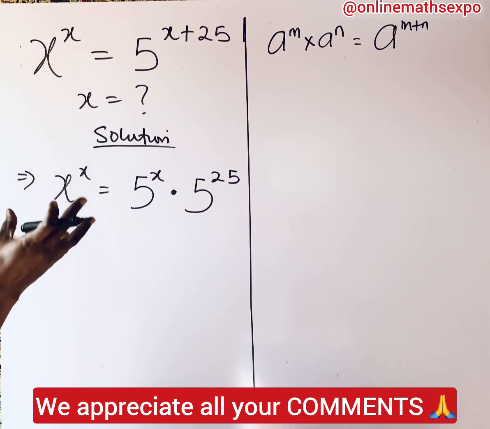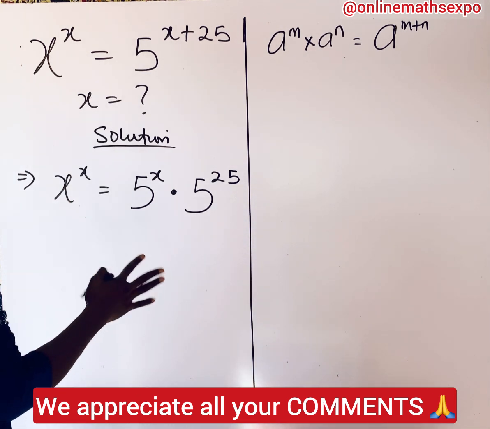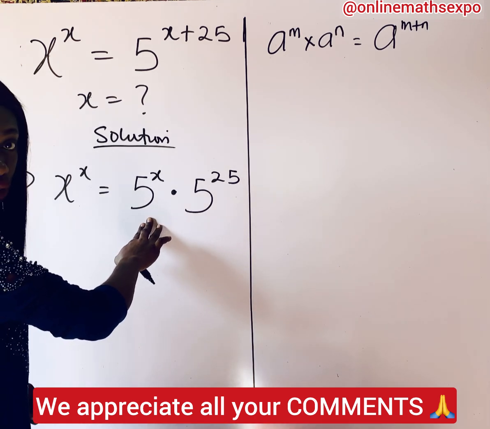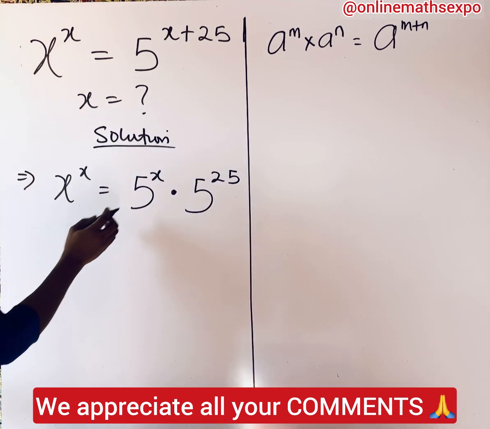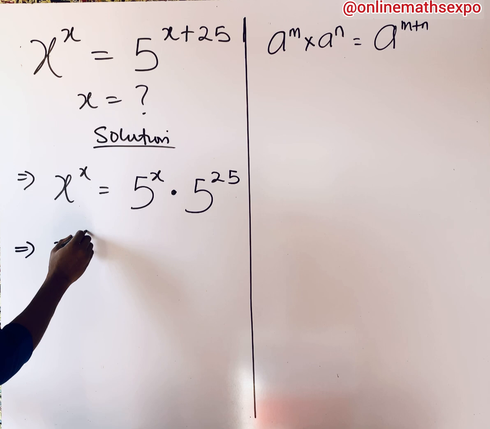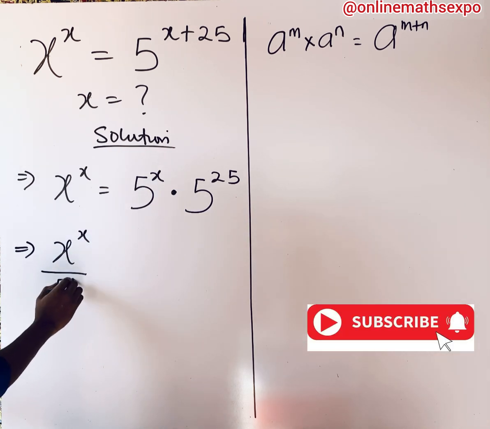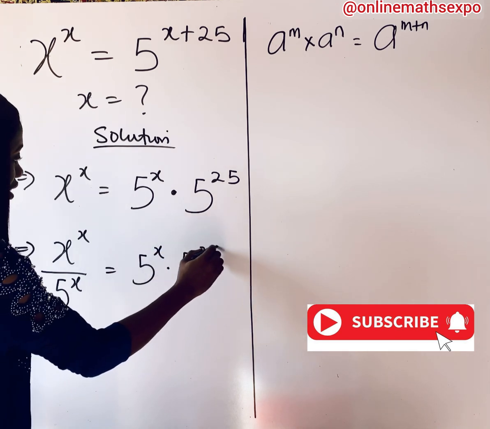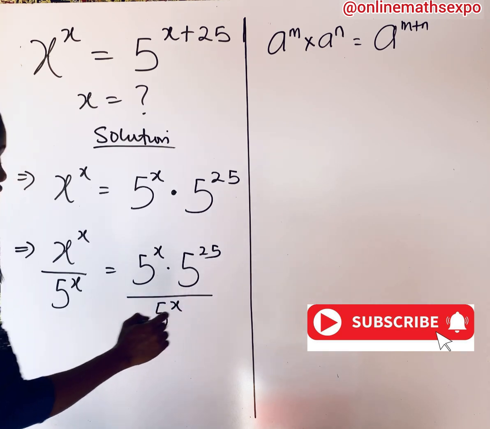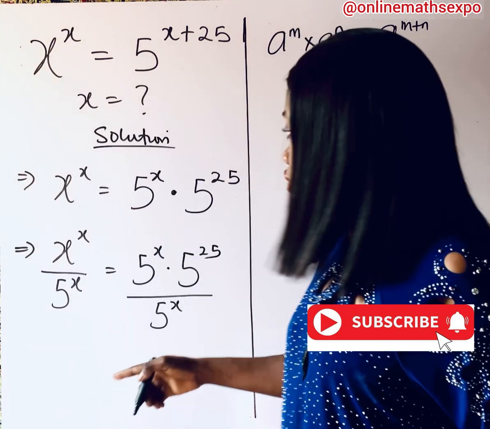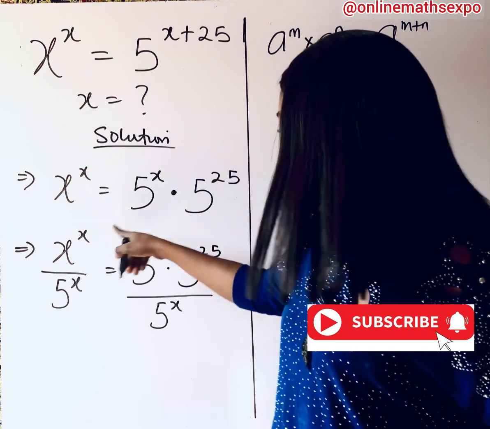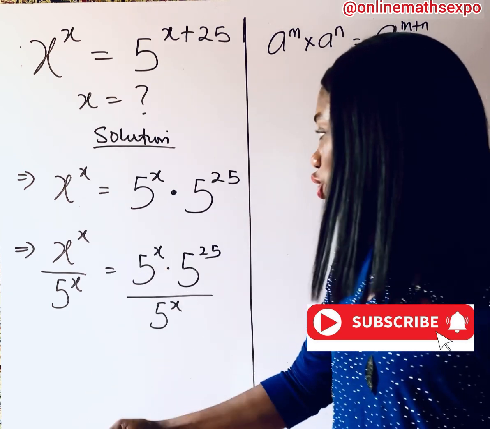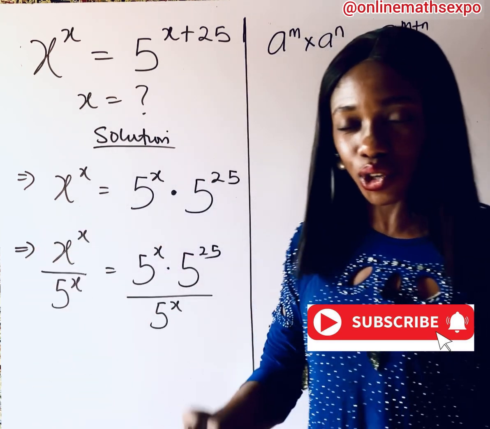Now, we are going to play smart, okay? We can choose to divide each of these terms by this value here to help us reduce the work. So if we do that together, this is going to give us x to the power of x divided by 5 to the power of x is equal to 5 to the power of x times 5 to the power of 25, all over 5 to the power of x. But remember, you can choose also to divide with this, okay? It's not a must you go with this. We are using this because it will make it much easier for us. So you can also try it with the other division, and let's see your results in the comments.